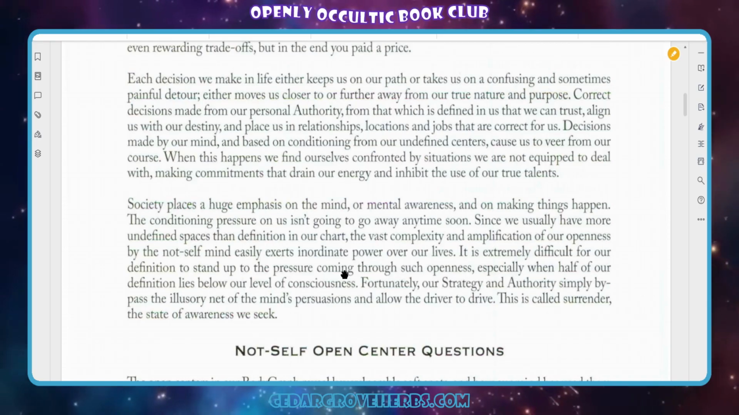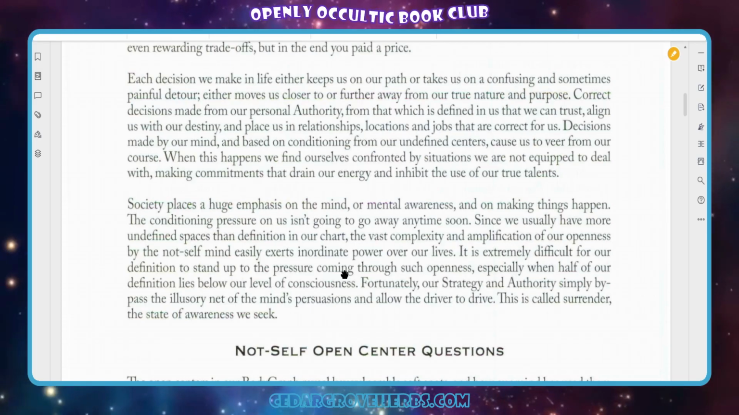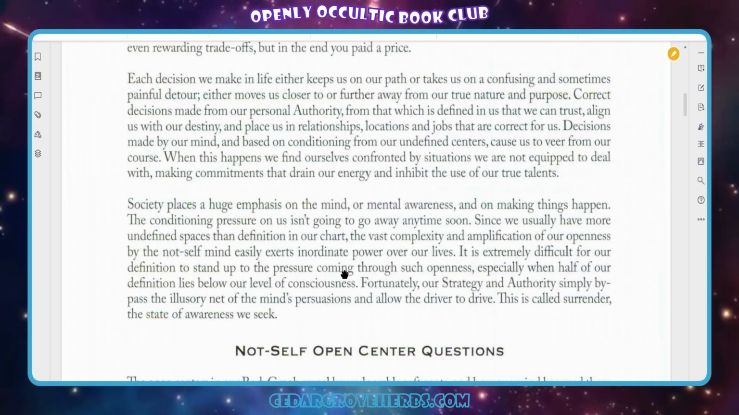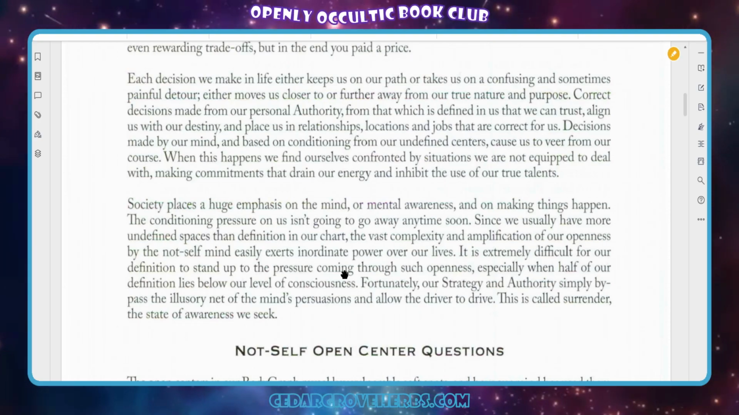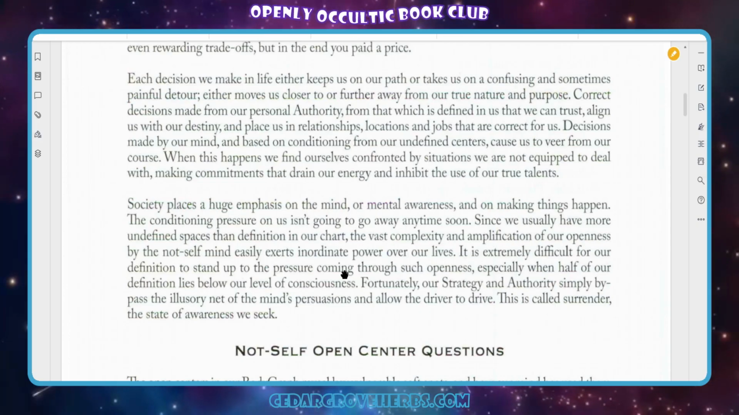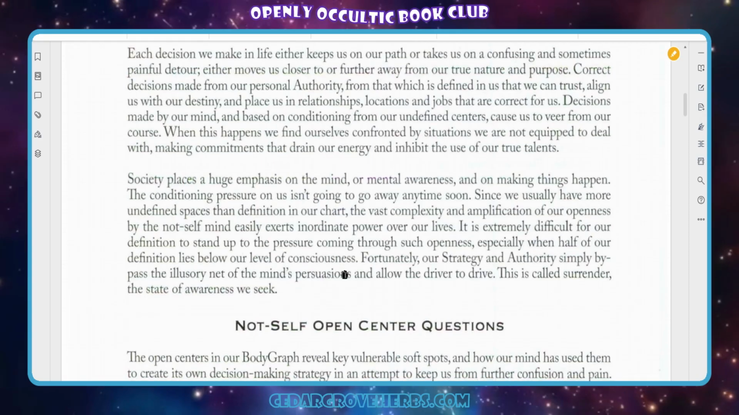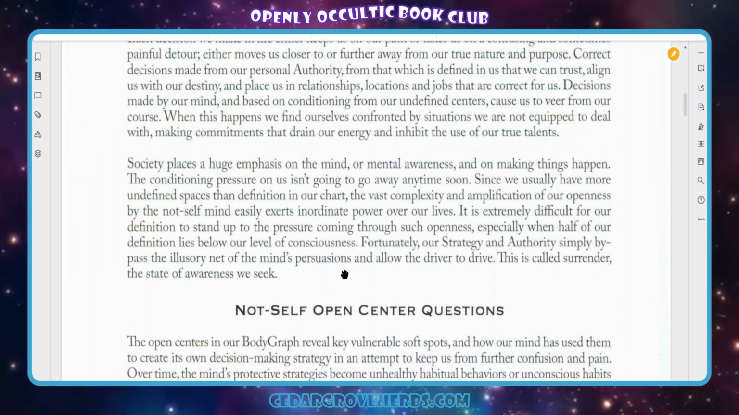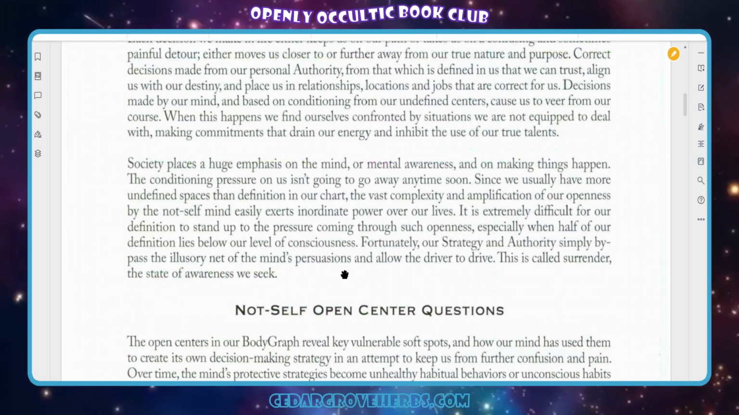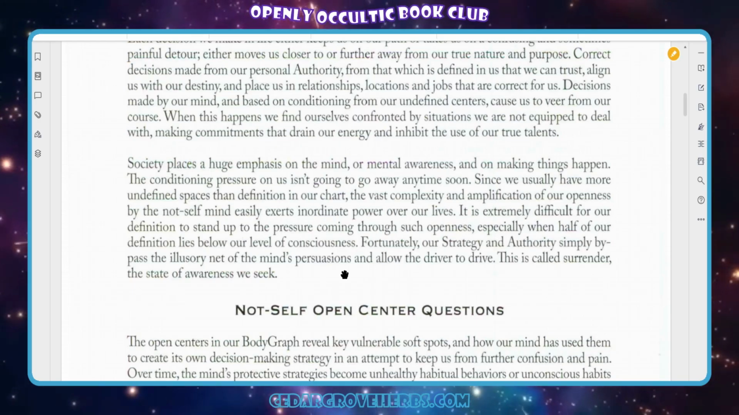Society places a huge emphasis on the mind, or mental awareness, and on making things happen. The conditioning pressure on us isn't going to go away anytime soon. Since we usually have more undefined spaces than definition in our chart, the vast complexity and amplification of our openness by the not self mind easily exerts inordinate power over our lives. It is extremely difficult for our definition to stand up to the pressure coming through such openness, especially when half of our definition lies below our level of consciousness.